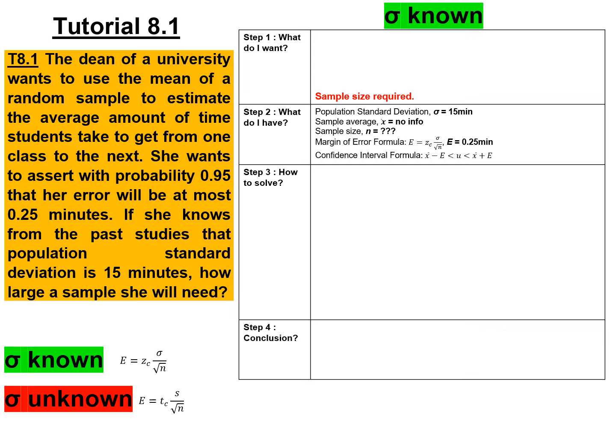Step number 2, what do I have? So let's look at the information here. We have the population standard deviation given, 15 minutes.